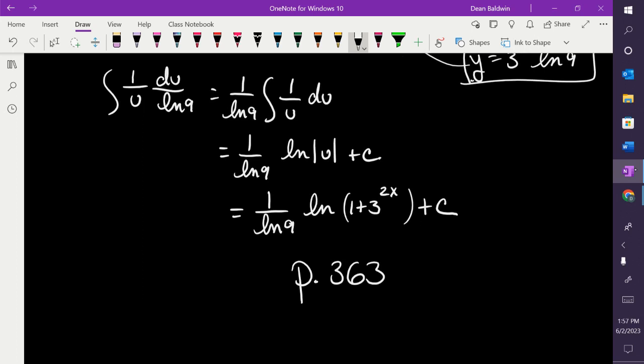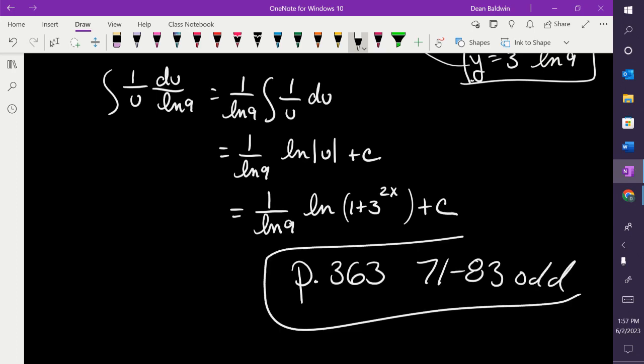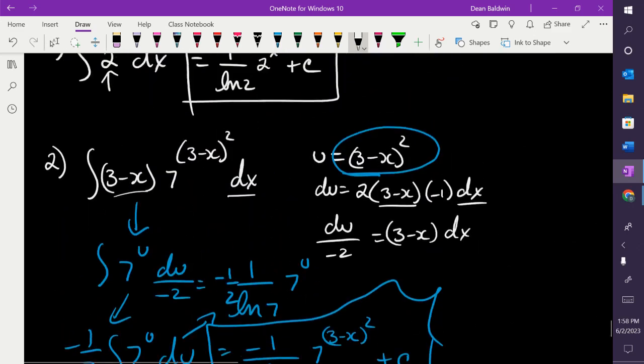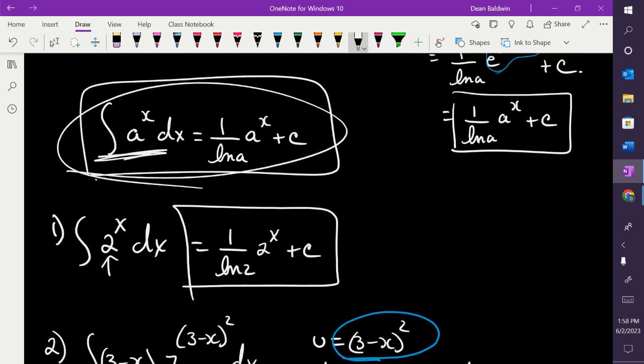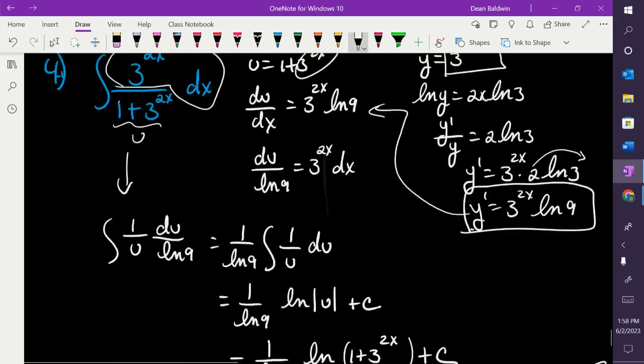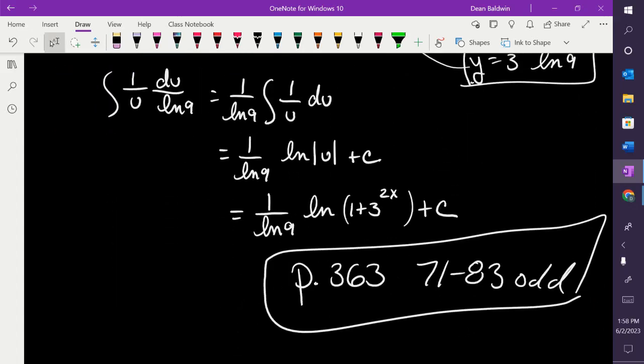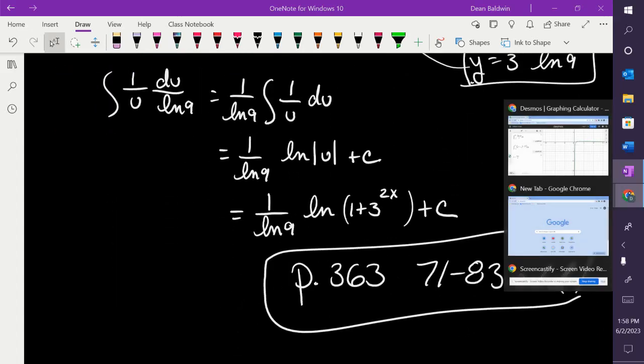Page 363, 71 to 83 odd. Just make everything match the formula we designed at the beginning, which is this formula. So you're doing u-subs to get there. All right, there's your questions. You've got 20 minutes. Go.